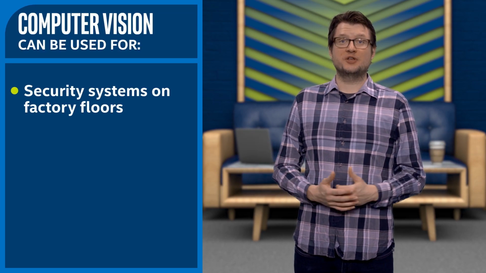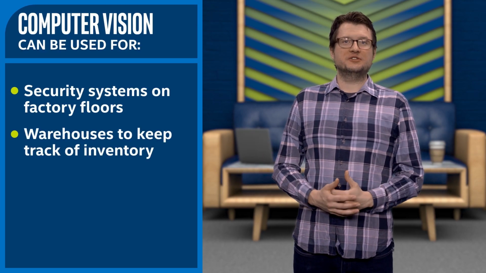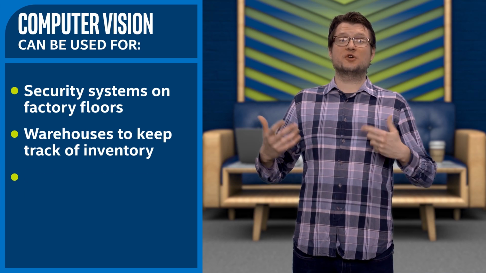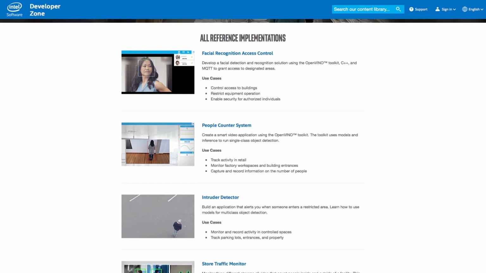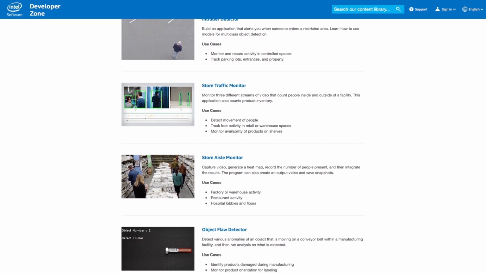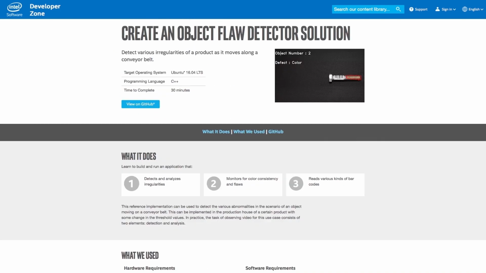These days, more industries are using computer vision, and it's used in coordination with machine learning algorithms, system control at the edge, and human-machine interfaces. You can see it being used to keep workers safe with security systems on factory floors, helping warehouses keep track of inventory, and it can be used for quality assurance of products. Intel created a series of reference implementations that focus on industrial use cases that take advantage of computer vision. Let's take a look at an example that uses the Object Flaw Detector to find imperfections in products.